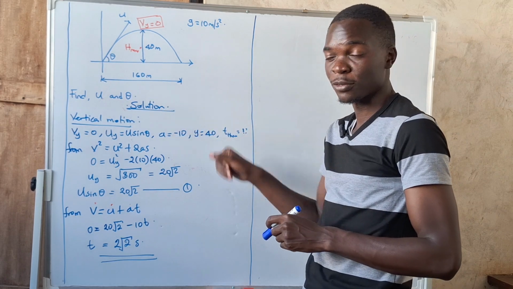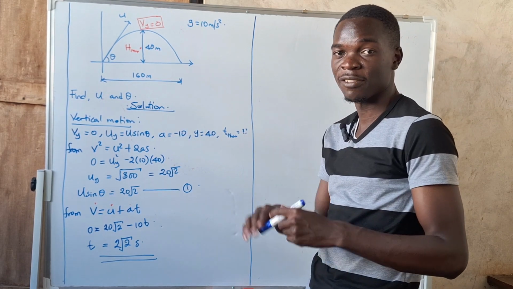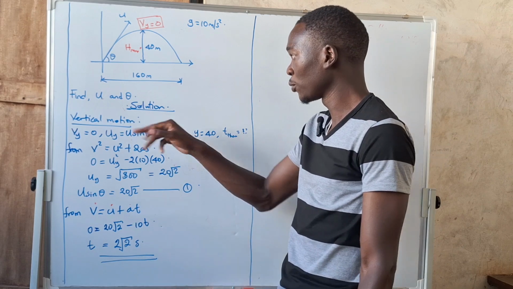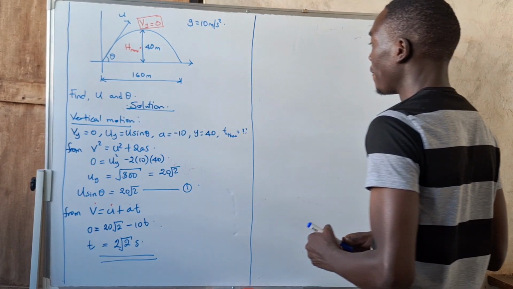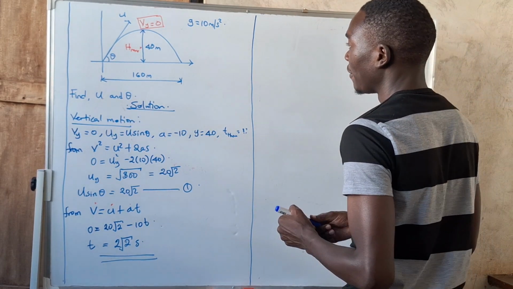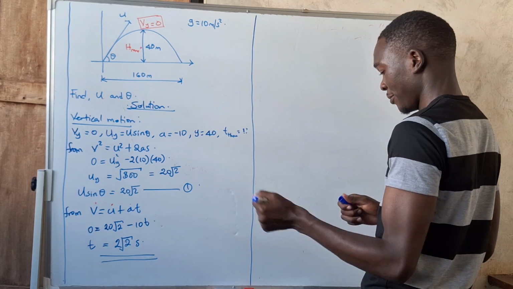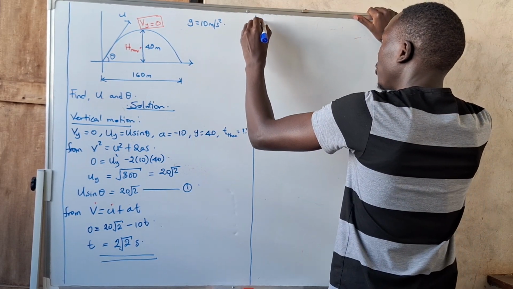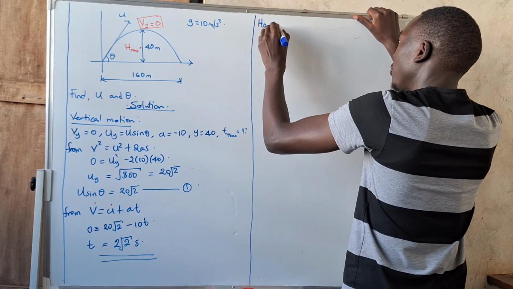I think I forgot to include it here. You'll see it in the question that I've posted, the PDF. Now we also have to find u and theta. So for now, to find those, I'm going to first go for horizontal motion a little bit.